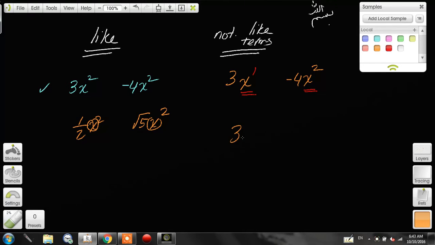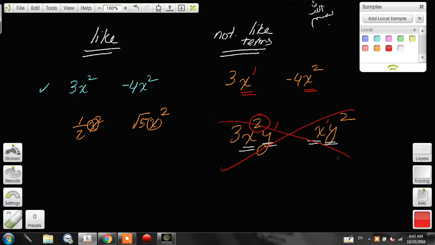Here's another example. 3x squared y, right? And then you have x y squared. Now there's a 1 here, okay? Invisible 1. Important to understand. Now it has the same variables, x and y, okay? But this expression has x squared and y to the first, and this has x to the first and y squared. They are not like terms. You follow? They are not like terms.